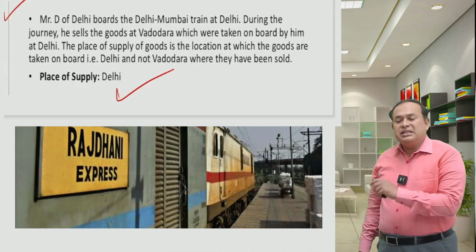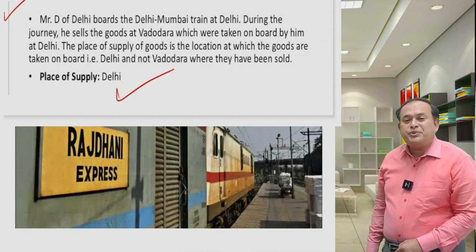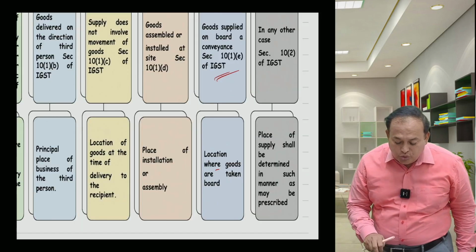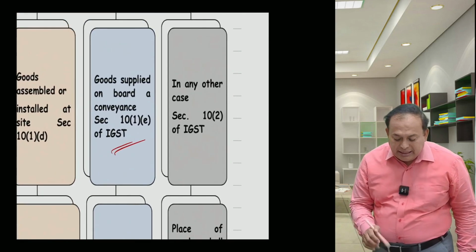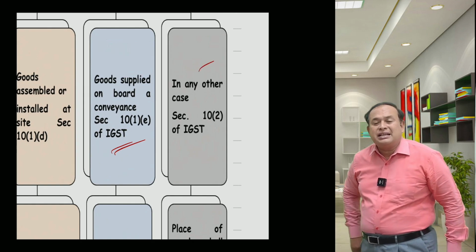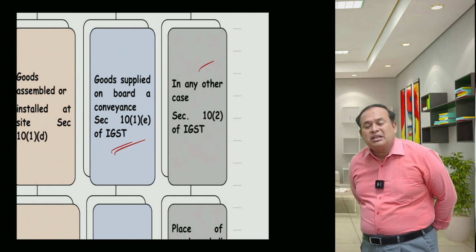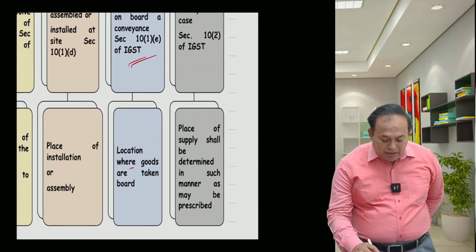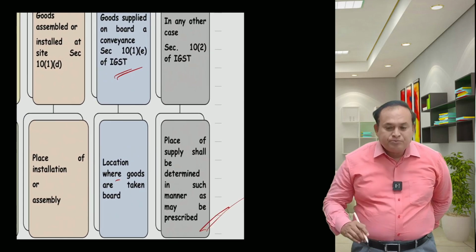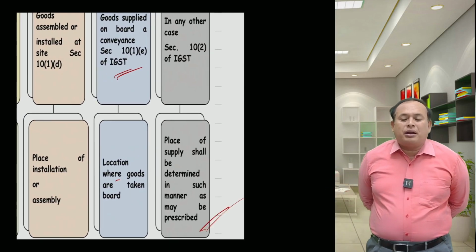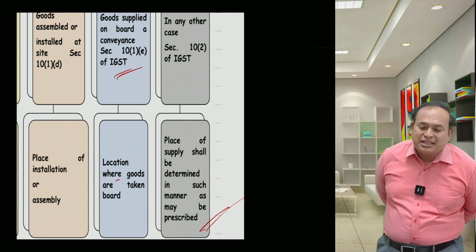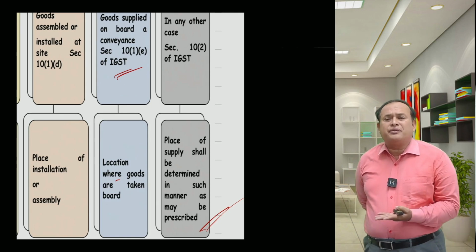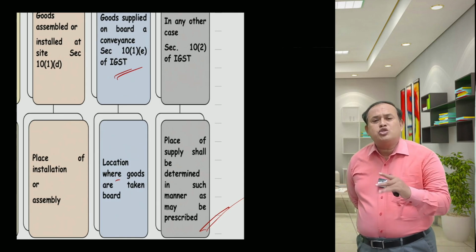Now please come back. With this I can say that section 10, subsection 1, clause A to clause E is concluded. Now referring to section 10, subsection 2, which says that in any other case, meaning other than the cases of section 10(1) clause A to clause E, the place of supply will be decided by the government, namely Parliament: place of supply shall be determined in such manner as may be prescribed. If it is enacted, accordingly we will refer. For the time being, it is only a default provision, a supreme provision.